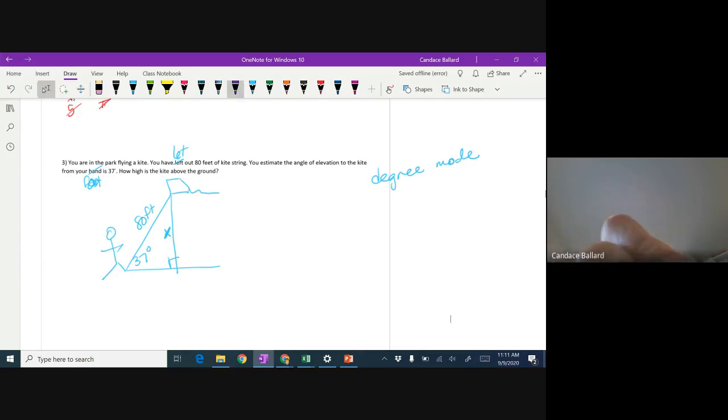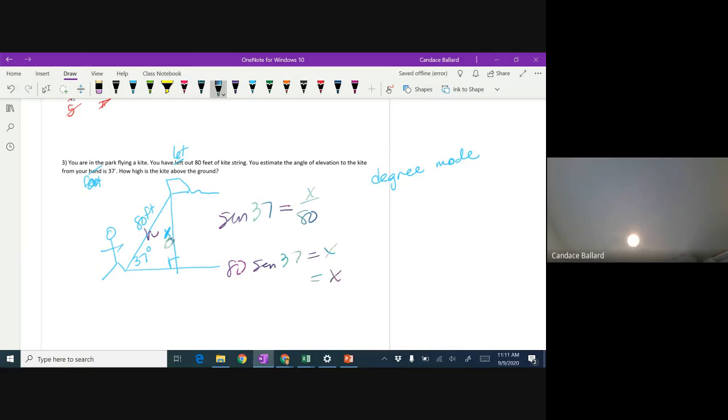Okay, so let's check that out. So we know we have the opposite, and we know we have the hypotenuse, so that is in fact sine. So we're going to do the sine of 37 equals x over 80, and then I'm going to multiply both sides by 80.